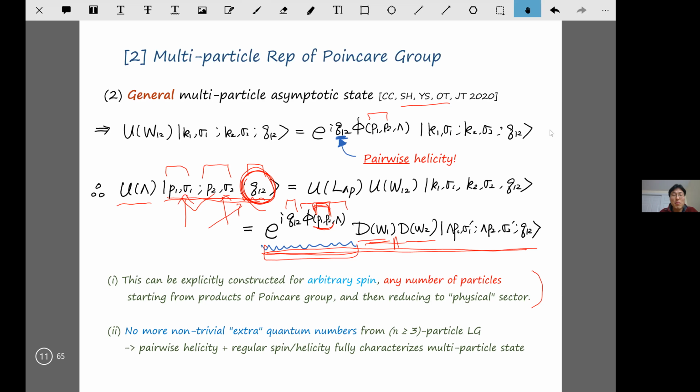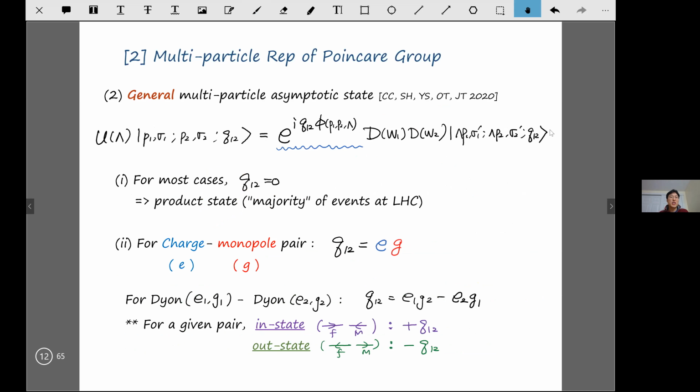And we argue that maybe not, because if you try to do the same game with a three particle state and four particle state, you can easily realize that with three or more momenta, there is no standard reference frame in which you have a non-trivial little group transformation. So two particles is the maximal number of momenta for which you can still have a non-trivial little group transformation. Therefore, a general multi-particle state will be characterized by a set of one particle eigennumbers or quantum numbers, and then a set of pairwise quantum numbers or helicity. So this is the new realization.